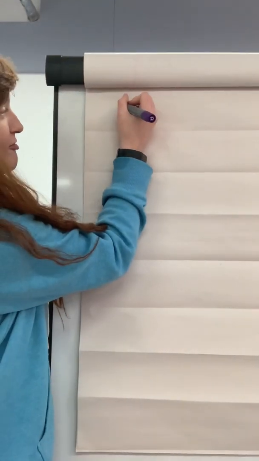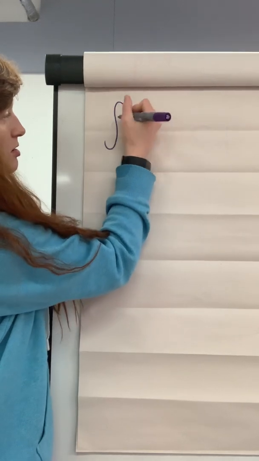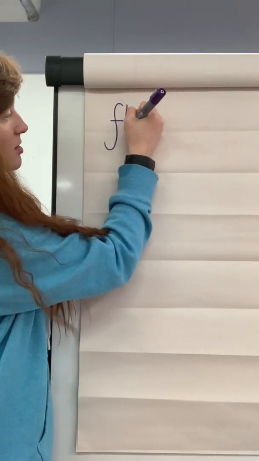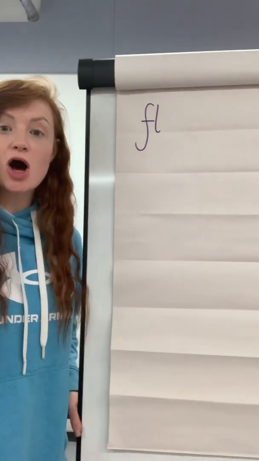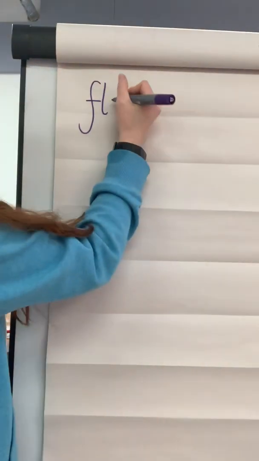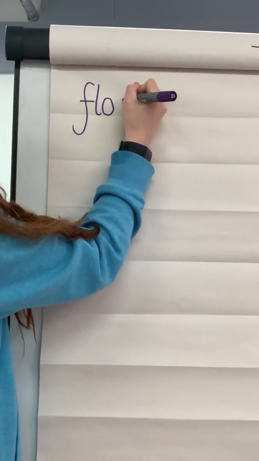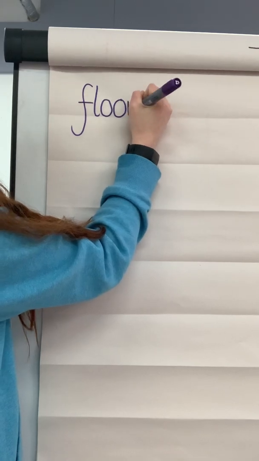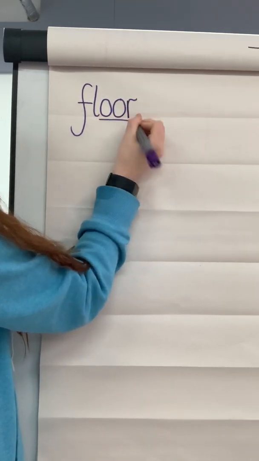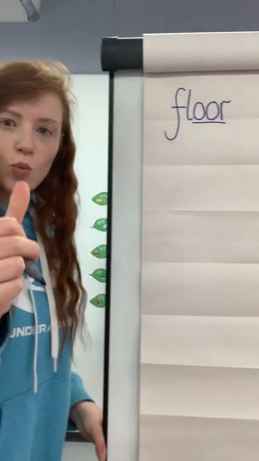Right, let's see if you're right. Floor, so that first sound. Ooh. And then or, it's O-O-R for this word. So we've got our O, and our R making that or sound. If you got that right, well done, superstars.